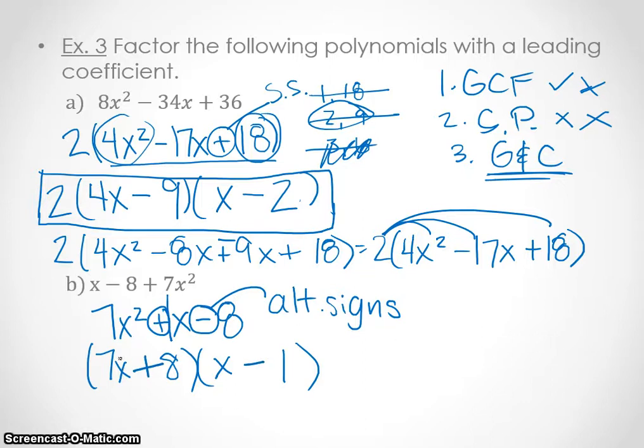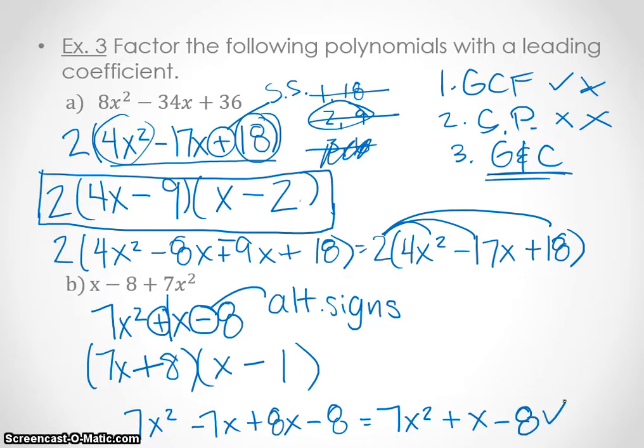Let's FOIL to check. 7x times x is 7x squared. 7 times negative 1 is a negative 7x. 8 times x is a positive 8x. 8 times negative 1, negative 8. Then we combine like terms right here. So we have 7x squared, negative 7x plus 8x is indeed a positive x, minus 8, which is what we started with. And there we have it. We have our two binomials, neither of which can factor further, so we are done with this one.